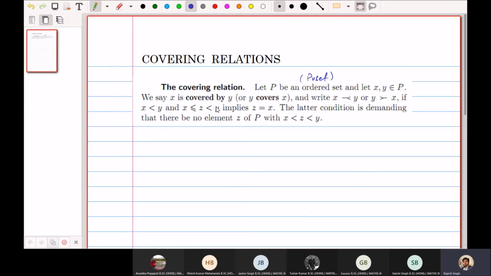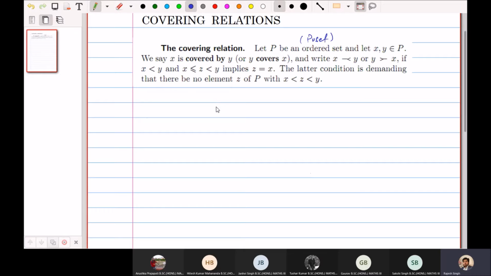Is this definition clear to everyone? And we will say that X is covered by Y or Y covers X. Is it fine? Yes, sir. Okay, great.